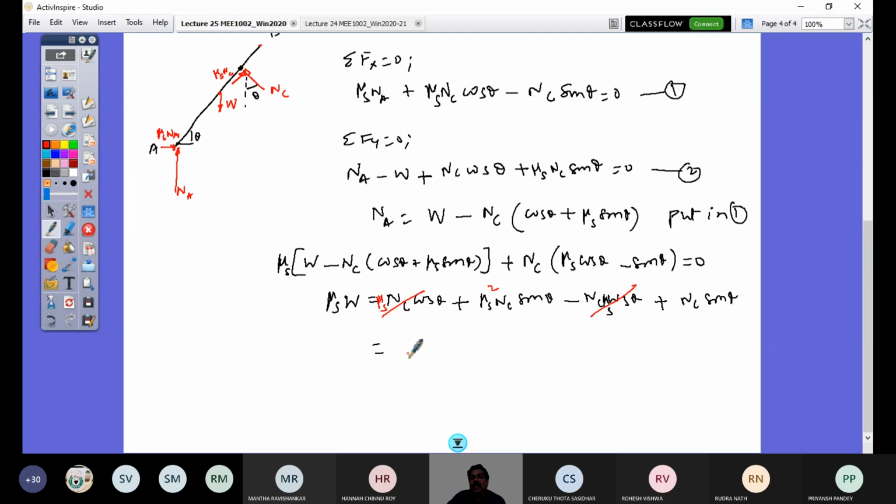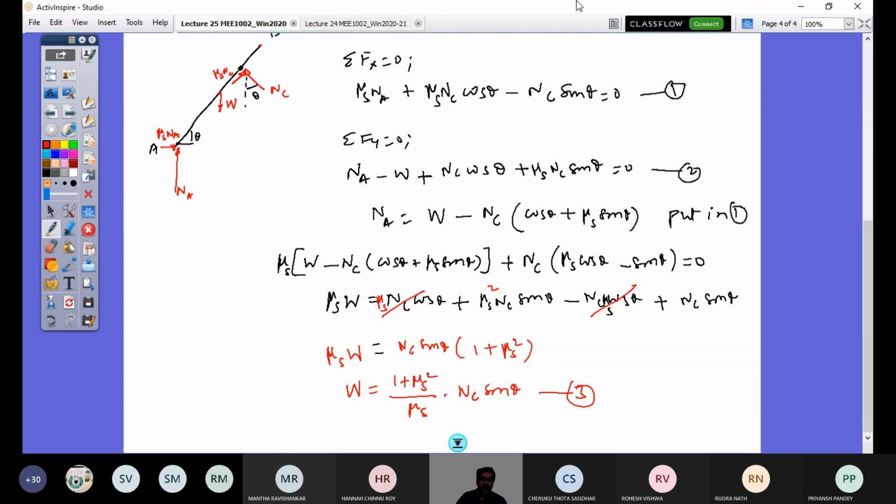So in this, if I take NC sin theta out, I'll have 1 plus mu s square, which is equal to mu s times W. So mu s times W is equal to NC sin theta into 1 plus mu s square. Therefore, the weight W can now be expressed as 1 plus mu s square by mu s into NC sin theta. Let us call this equation number 3.